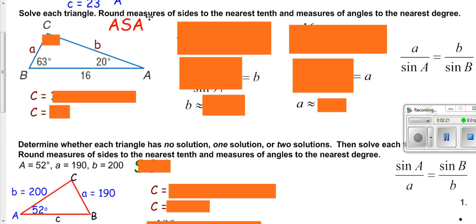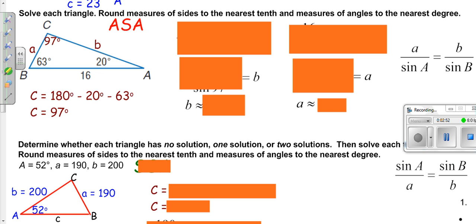We cannot use law of sines initially here because we do not have an opposite pair. We don't know an angle and the side opposite. So here we have our 20, but we don't know the side opposite of A. Or here we have our angle of 63 degrees, but we don't have the side opposite. However, if you know two angles of a triangle, you can figure out the third one. So you know all your angles add up to 180, so go 180 minus the two angles you know, and we end up getting 97. So we know our third angle is 97.